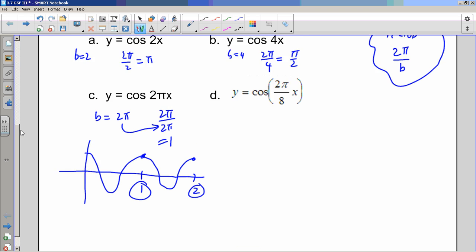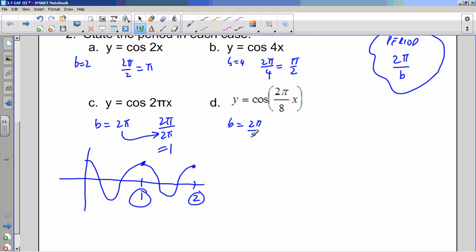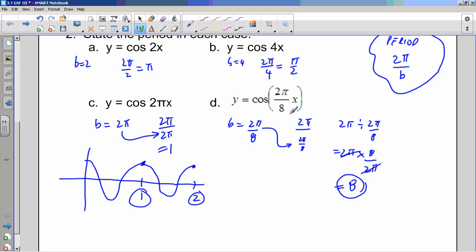And so what about this one here? My b value is 2 pi over 8. And so now, this is kind of weird, 2 pi divided by 2 pi over 8, there's my b value, right? I don't like seeing it like that. I'm going to write it like this. And then how do I deal with fractions? I invert and multiply, and lo and behold, the 2 pi's cancel out, and I'm left with a period of 8.